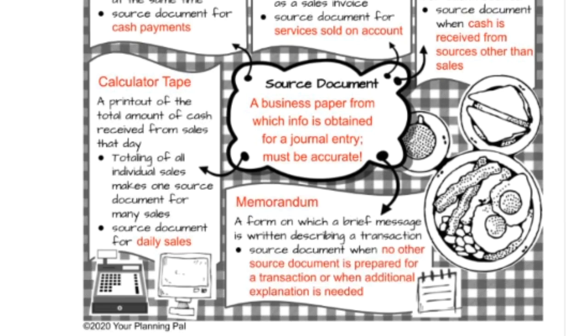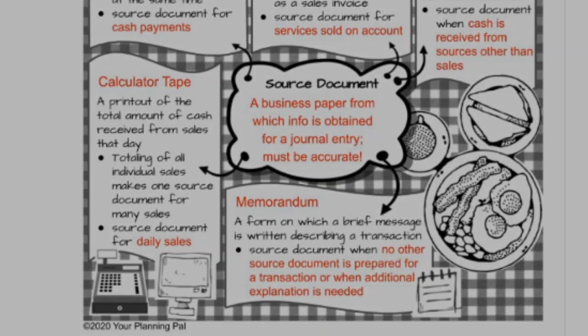This is a form on which a brief message is written describing a transaction. This is the source document that is used when no other source document is prepared for a transaction or when there's additional explanation needed. So it is numbered just as checks are numbered, and it's a formal paper, but it's kind of a catch-all. It does the job of a source document when nothing else applies. So memorandum is the catch-all.